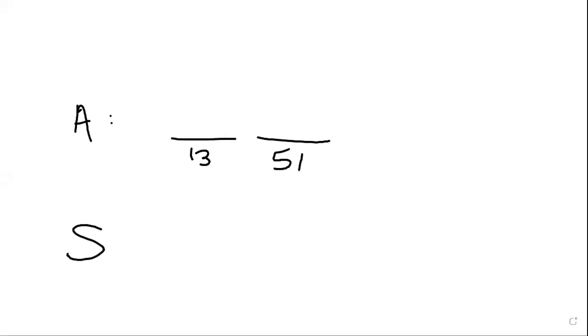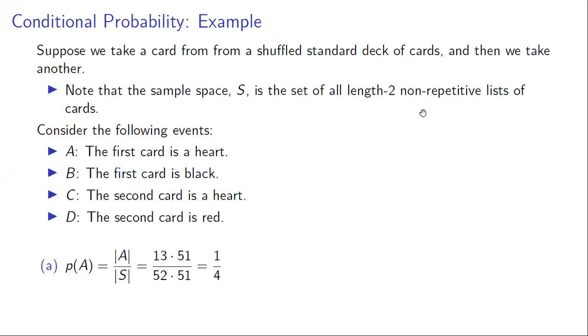Now, what about the sample space S? We need to pick 2 cards, but here we have no restrictions. It could be any combination of 2 cards, so we have 52 choices for the first and 51 for the second. So the probability will be the cardinality of A divided by the cardinality of S, which is 13 times 51 divided by 52 times 51, which is equal to 1/4.